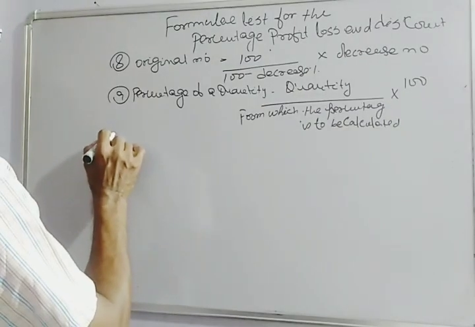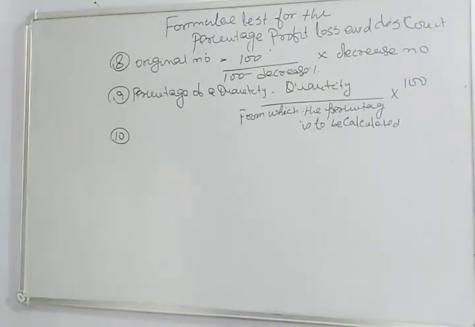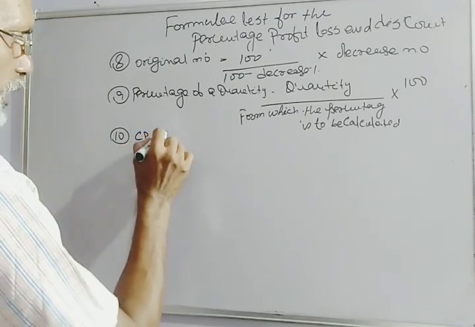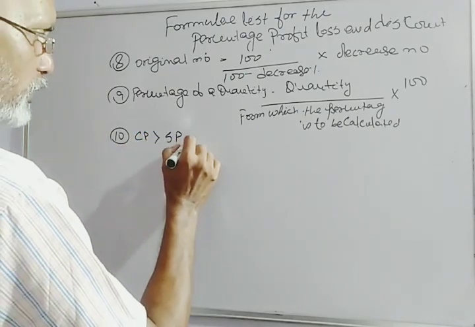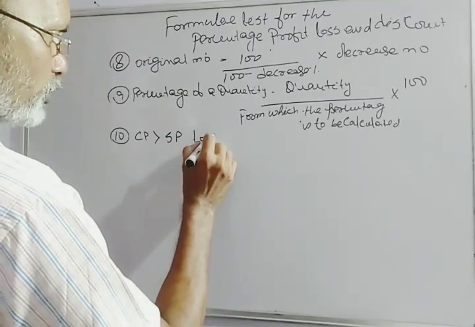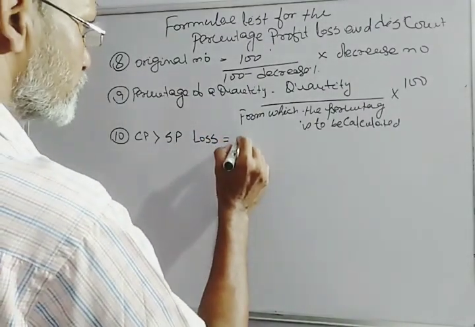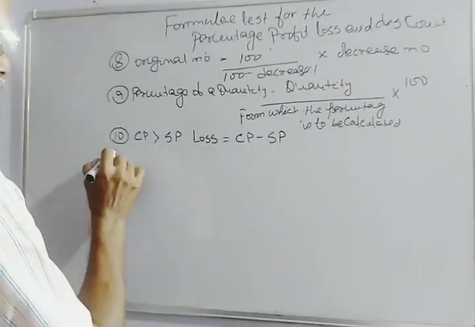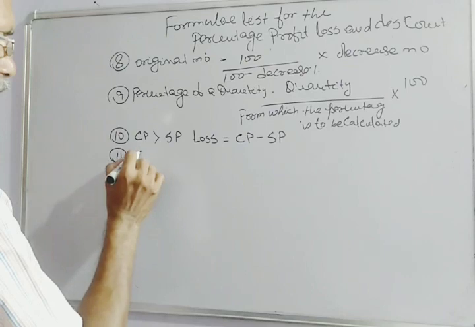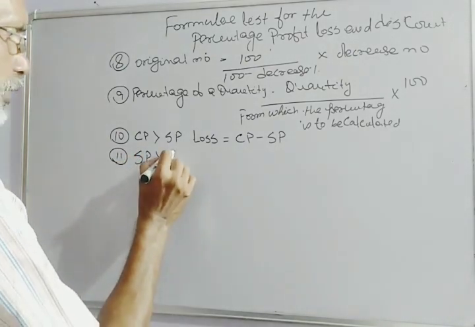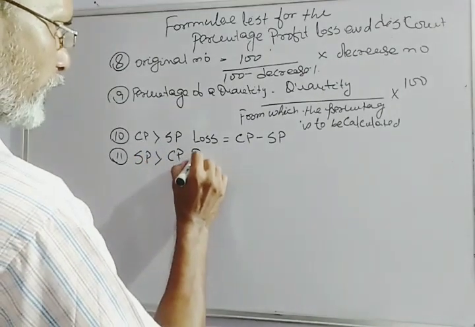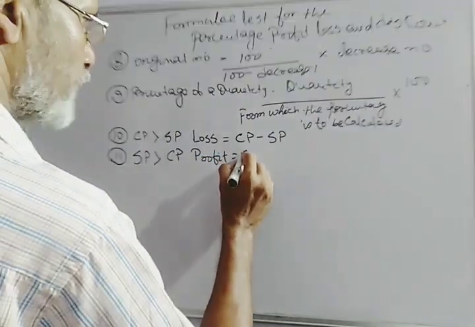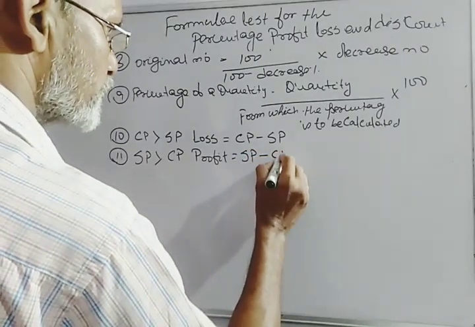Now number 10, we will think about profit and loss. When cost price is greater than selling price, then loss is equal to cost price minus selling price. Number 11, when selling price is greater than cost price, then profit is equal to selling price minus cost price.